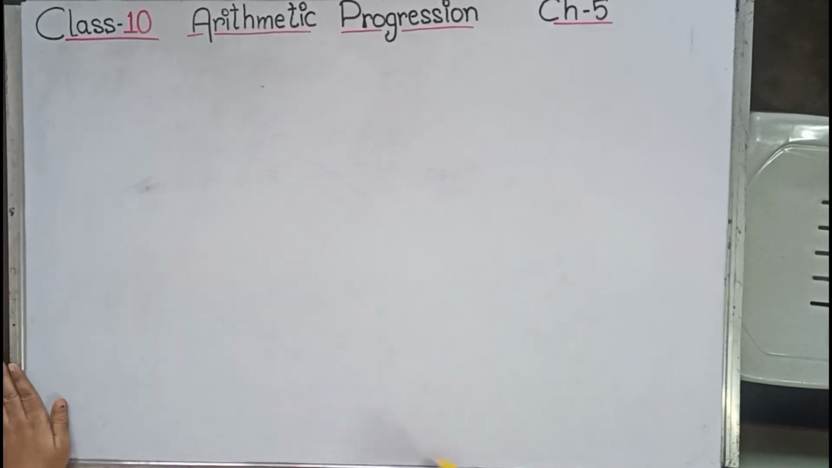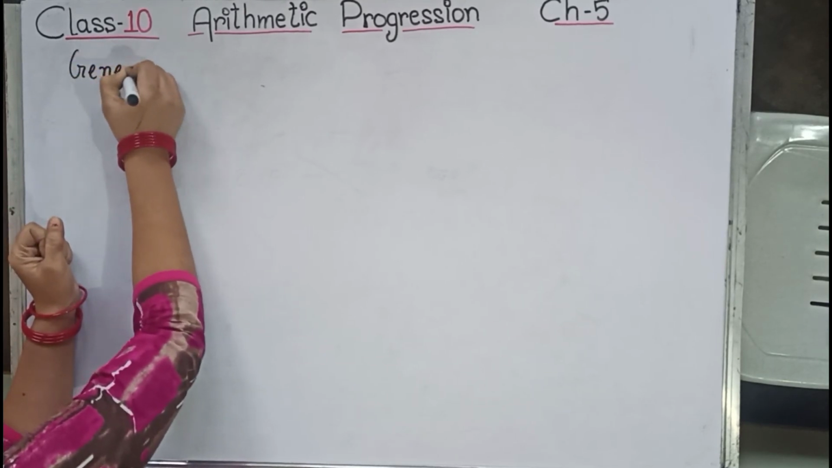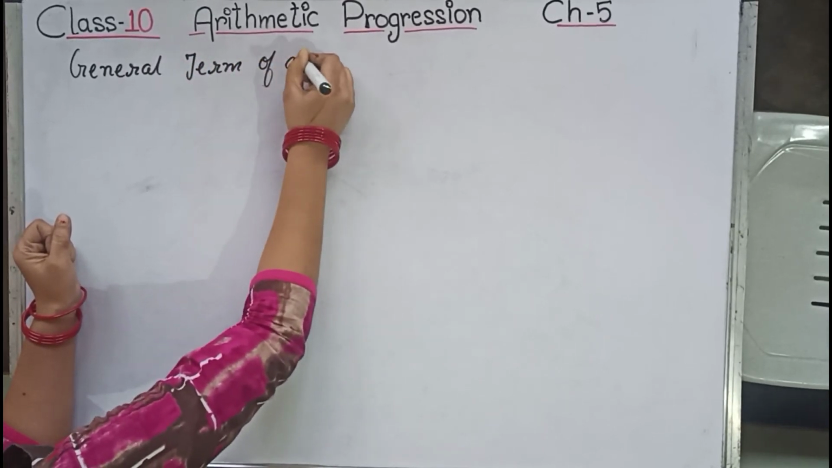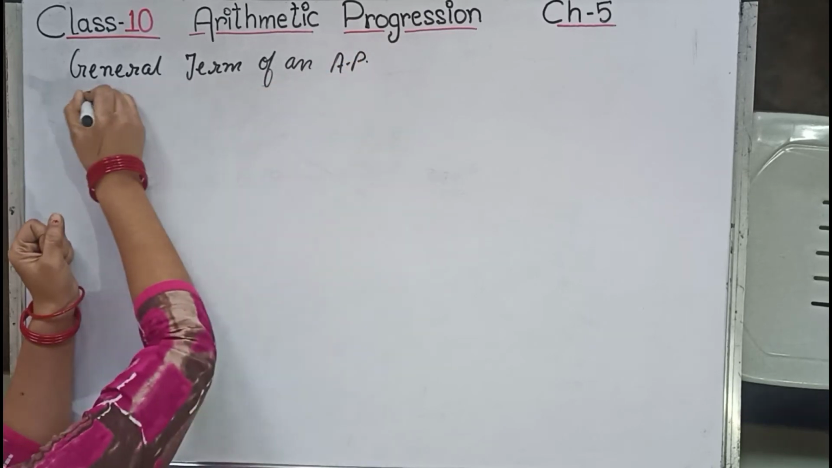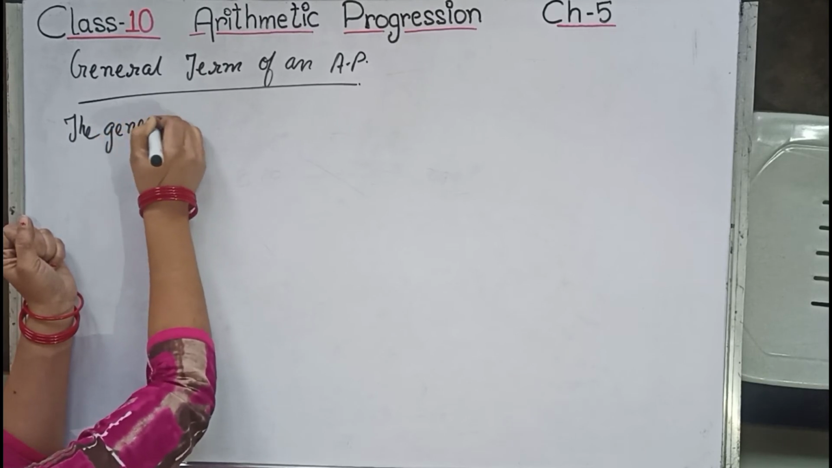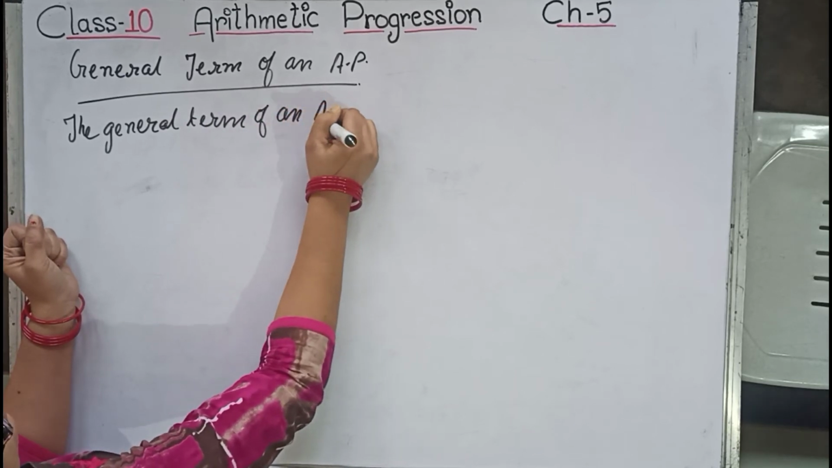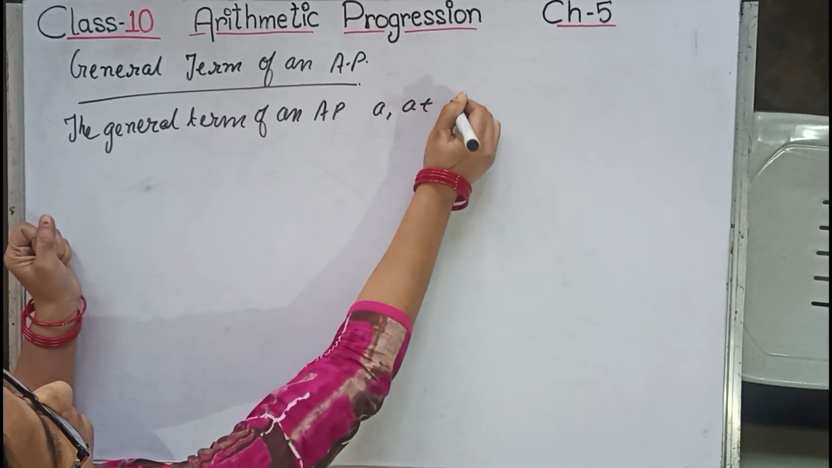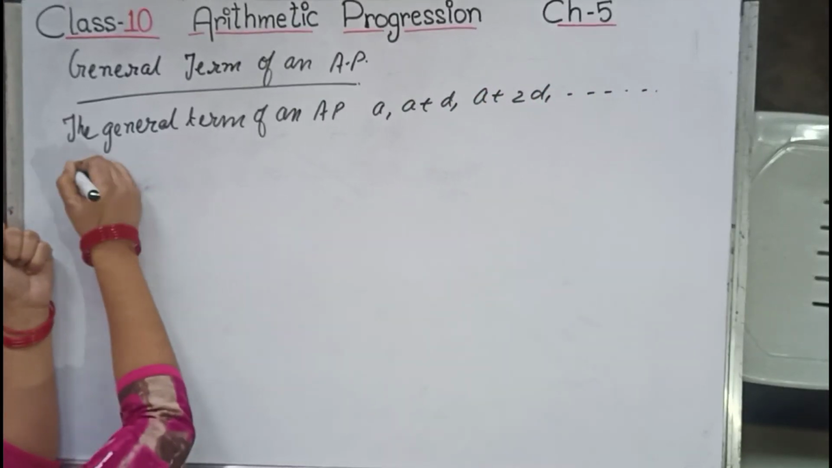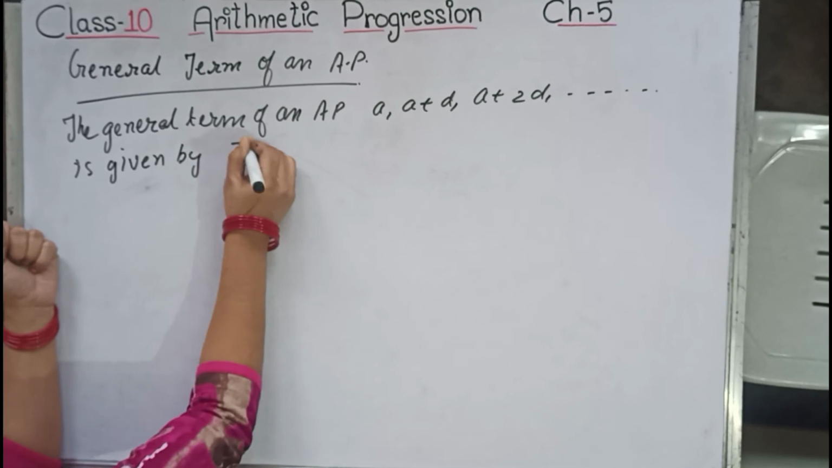So right now we will be doing the formula for the general term of an AP. The general term of an arithmetic progression, or AP. The statement: the general term of an AP, I am considering the AP as a, a plus d, a plus 2d and so on, is given by Tn.